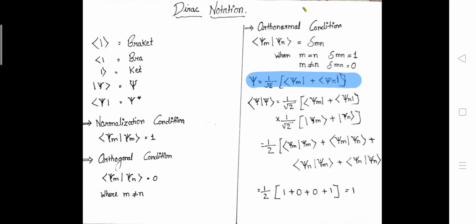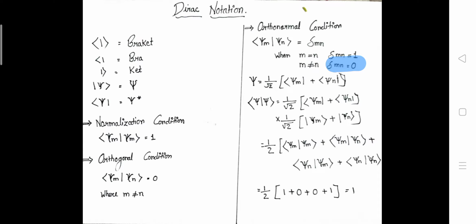Let's take an example. Here we have two states of the wave function, first psi m and another psi n, so we will get delta mn. If m is equal to n, we get delta mn equal to 1. And if m is not equal to n, we get delta mn equal to 0. Now let's take an example of it; by solving it we will get a clear idea.